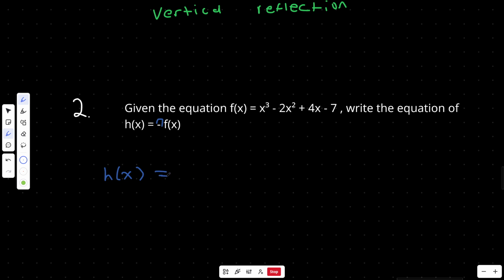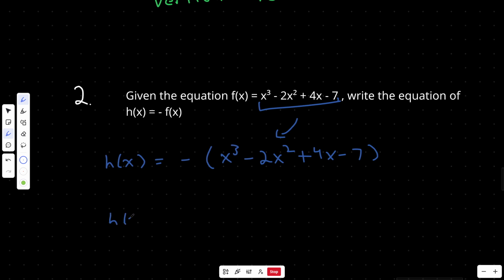So we're going to say equal to, since this negative's here, we're going to multiply our entire function f of x by it. So we're going to do negative times x cubed minus 2x squared plus 4x minus 7. We're just plugging this down here. So all we did was write h of x, and basically h of x is our f of x function, but we're multiplying it by -1. So we can distribute this negative now. We can say h of x is equal to minus x cubed plus 2x squared minus 4x plus 7.